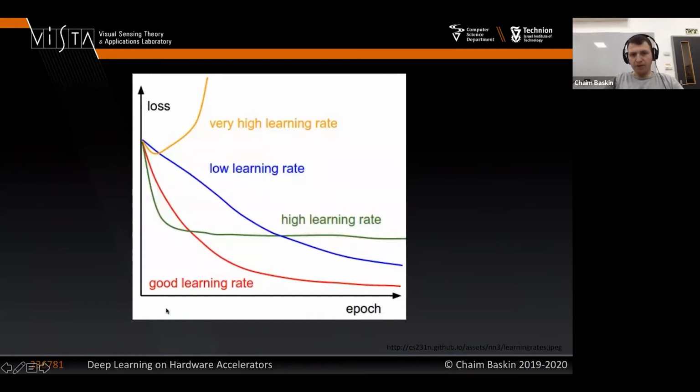Again, this is the loss versus epochs. A good learning rate should converge in this style. A high learning rate can give us convergence, but not to the optimal minimum. A low learning rate will converge really slowly and may not converge to the minimum. A very high learning rate can make us diverge, as shown in the first plot.